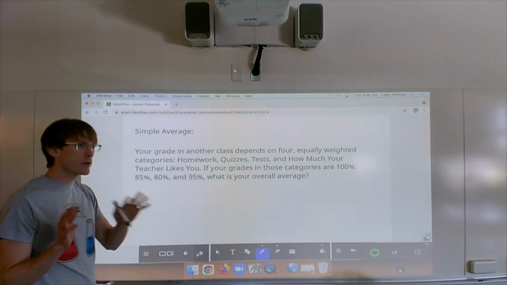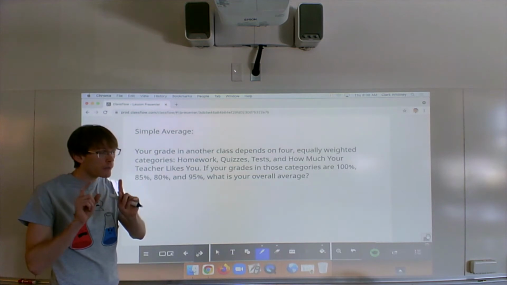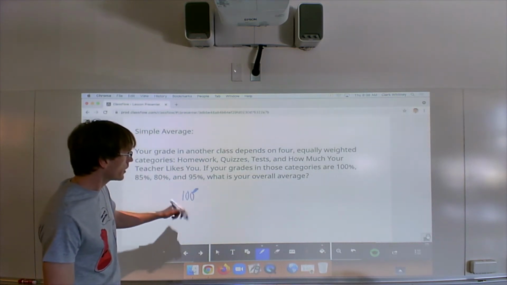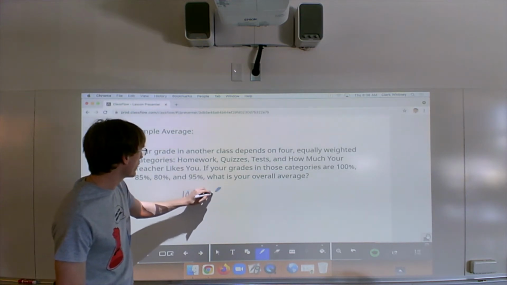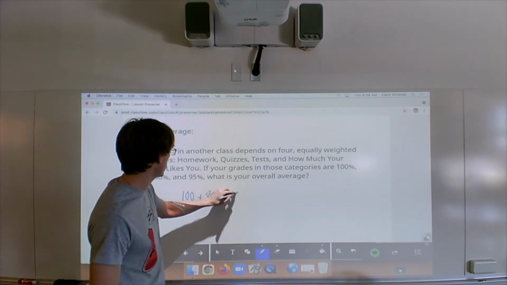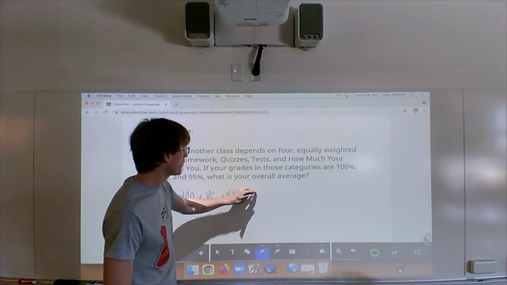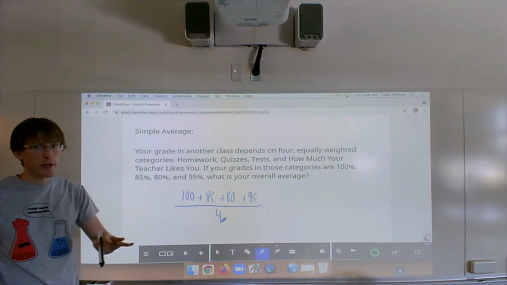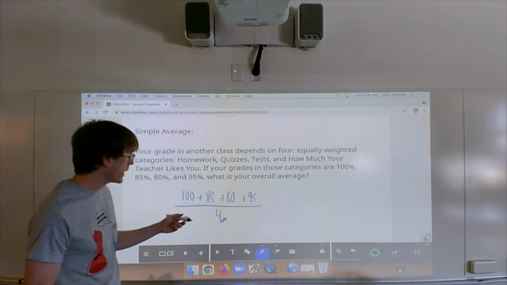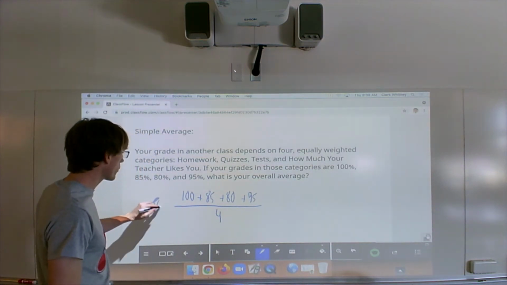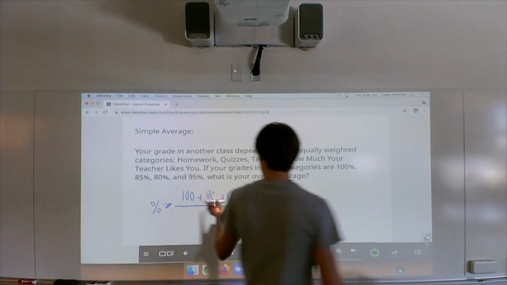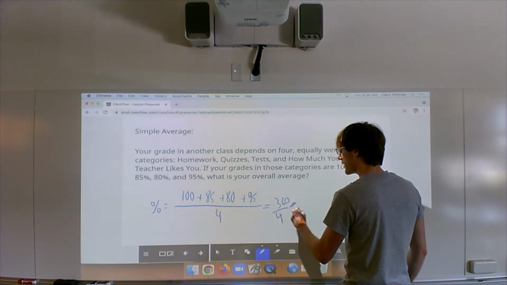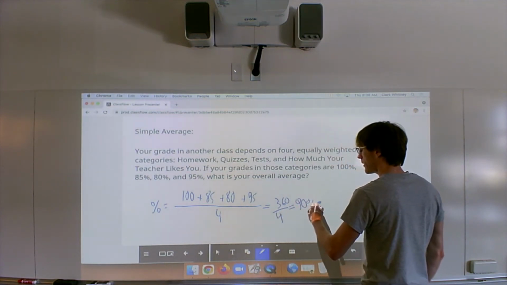You could figure out your average. Again, if everything is equally weighted, you could figure it out by just adding up your scores. 100% plus 85% plus 80% plus 95% divided by 4. Because again, those 4 categories are equally weighted. And that's going to give us 360 over 4, which is a 90% average. You have an A minus.